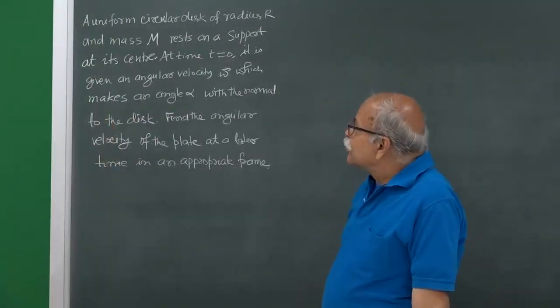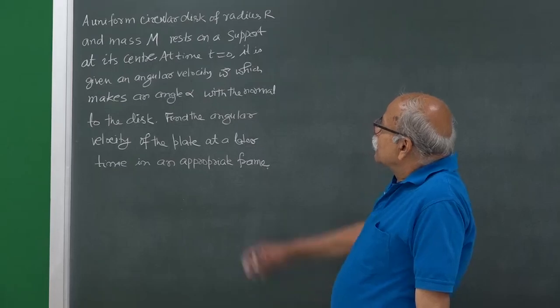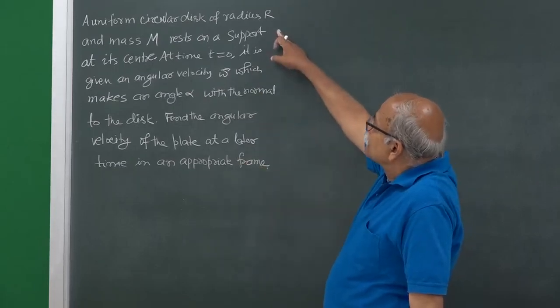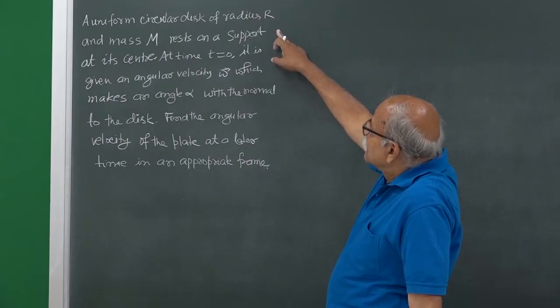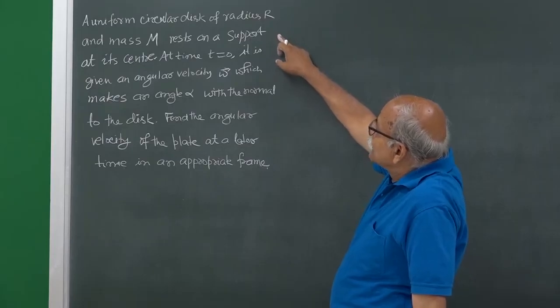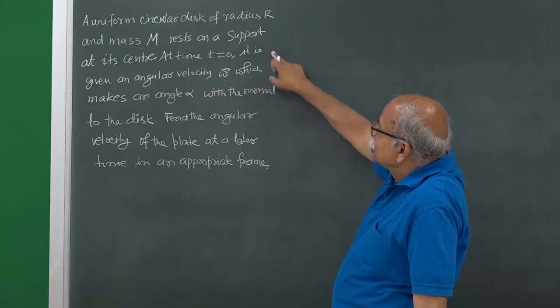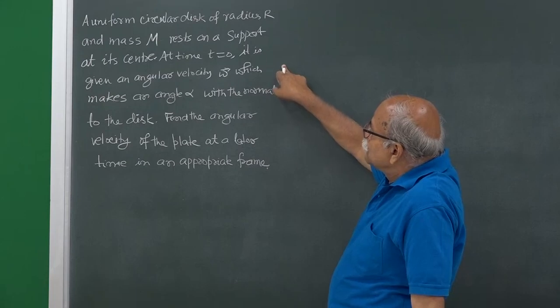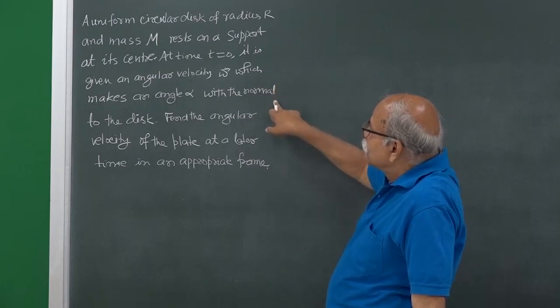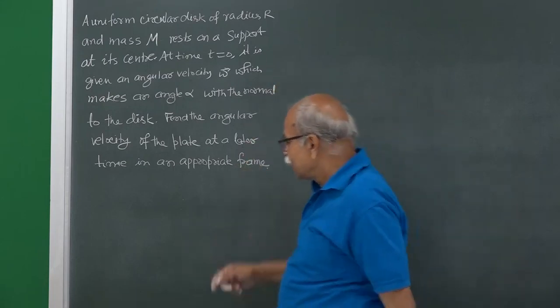So, here is another problem. A uniform circular disc of radius capital R and mass capital M rests on a support at its center. At time t equal to 0, it is given an angular velocity omega, which makes an angle alpha with a normal to the disc. So, what is the situation?